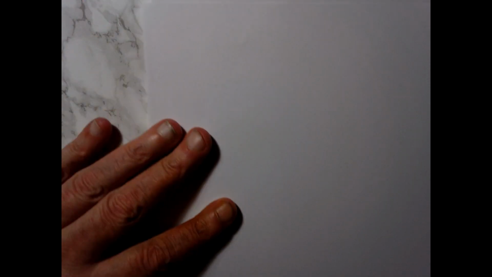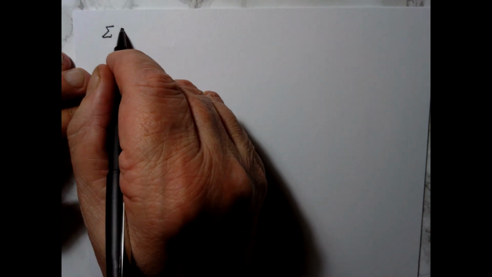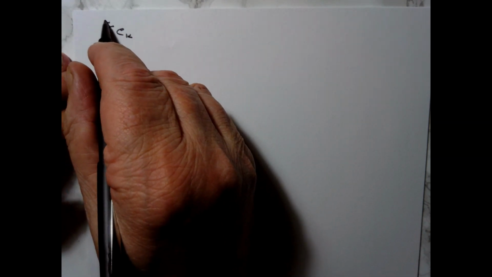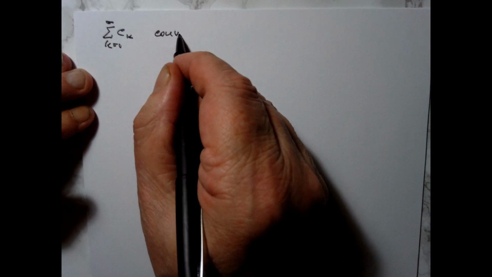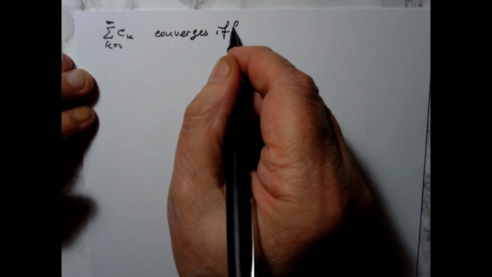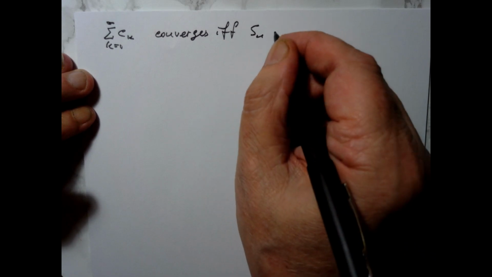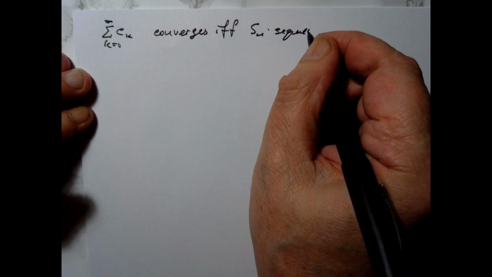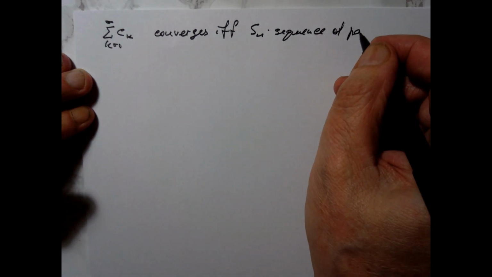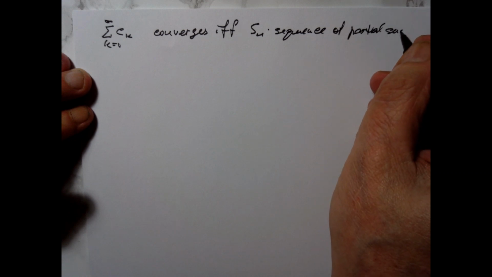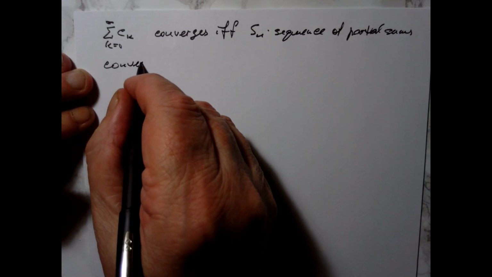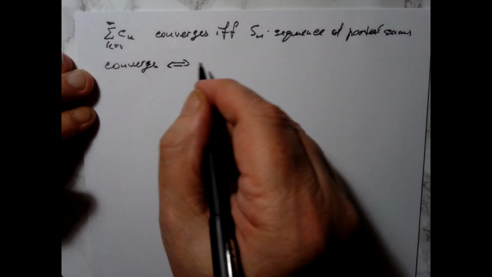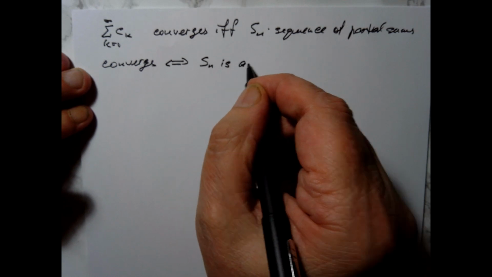mathematics. So I'm going to repeat what I said before, that if I have the series sum of ck, k from 0 to infinity, then the series converges if and only if the sequence Sn, so this is a sequence of partial sums, converges, and that happens to be if and only if the sequence Sn is a Cauchy sequence.